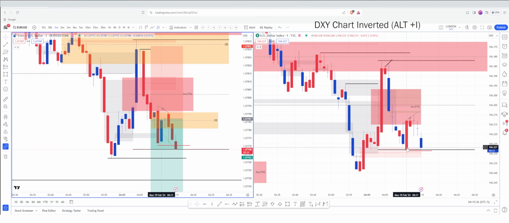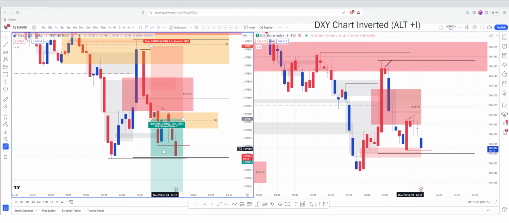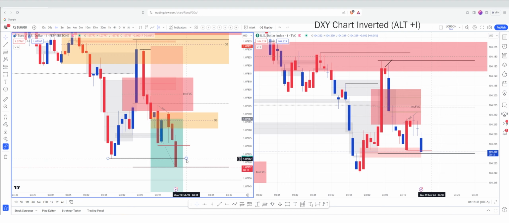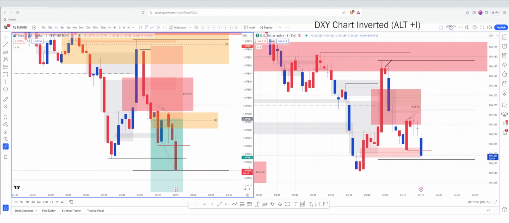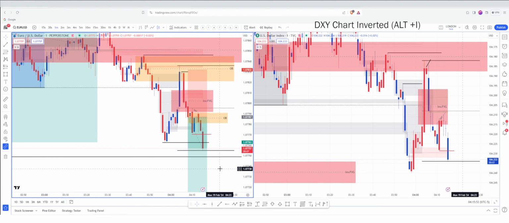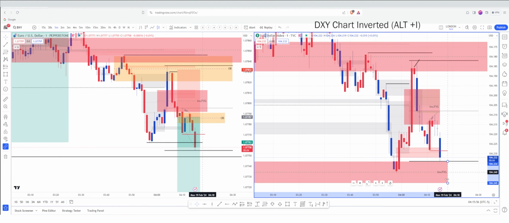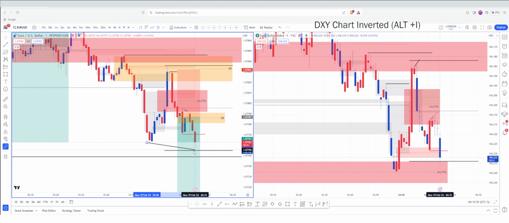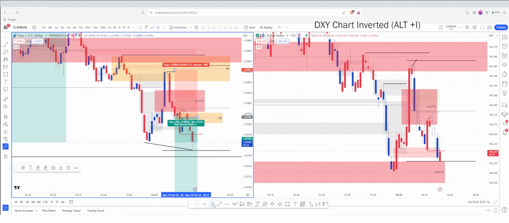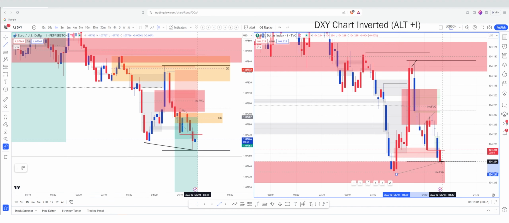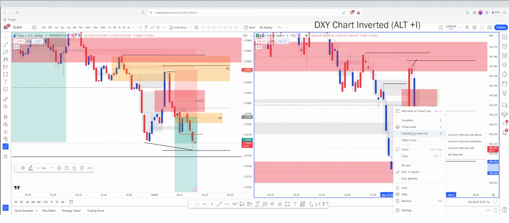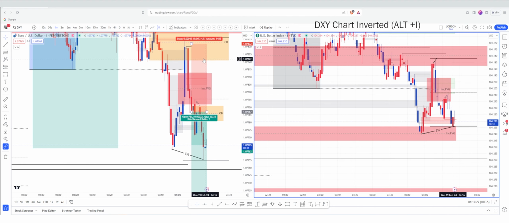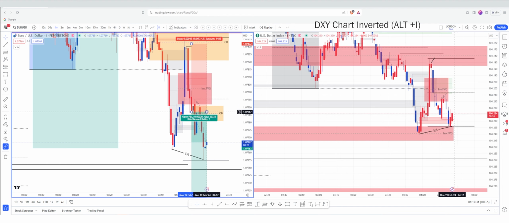Euro's taken the low, Dixie not yet. Euro swept this low, the Dixie hasn't, so it could end up with a reversal here. We've taken the low here, unable to take the low here. This initial entry that we didn't take because it wasn't an engulfing candle is currently playing out.